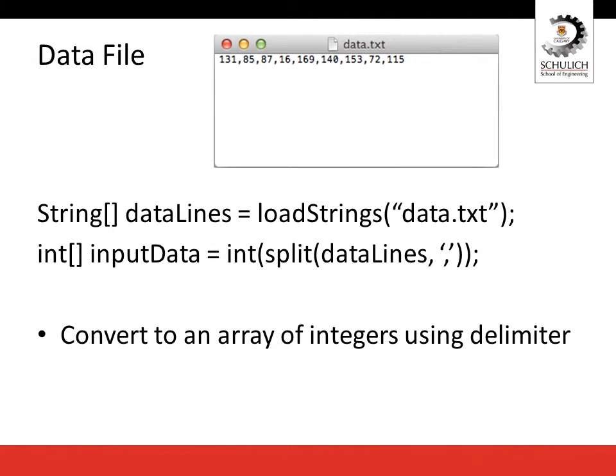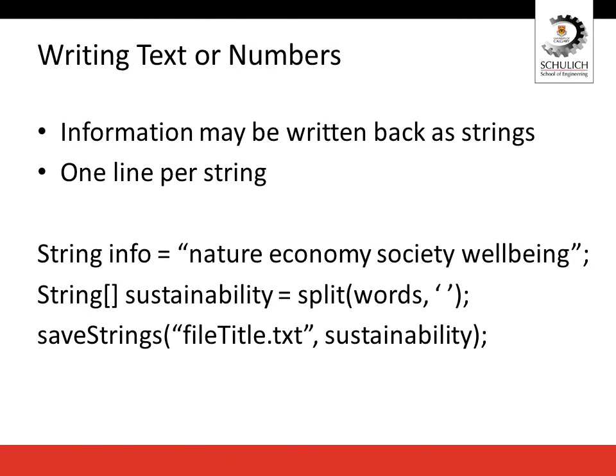Number data can also be read. First, the information is stored in a string array, but can then be split and converted into integers. The comma is used in the split function to indicate where each number should be separated out from the larger string. The same process can be used in reverse to save string data back into a text file. This code will create a new text file and write each array element on a new line in the file.